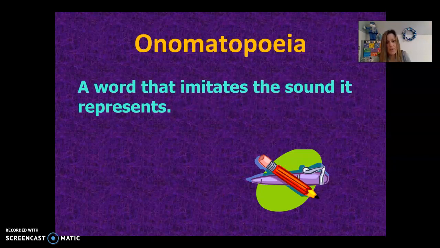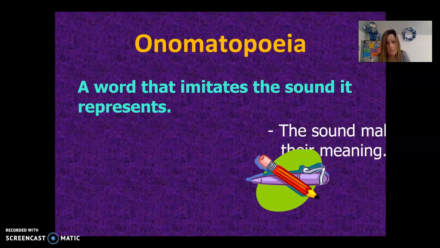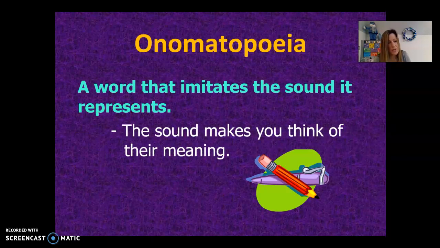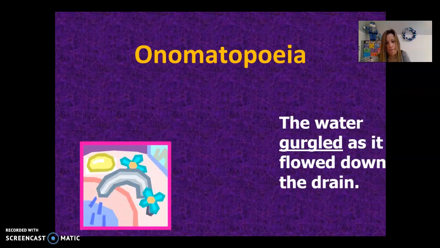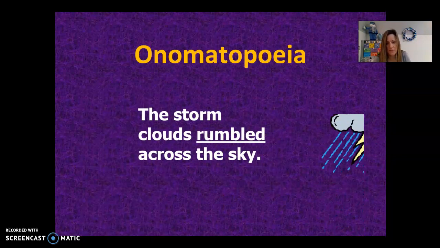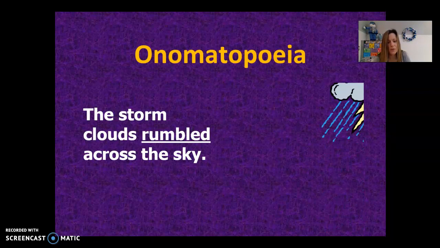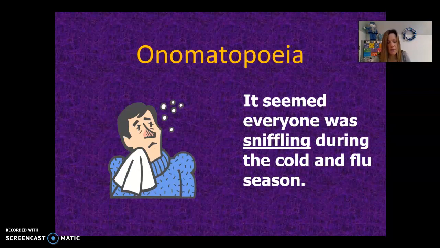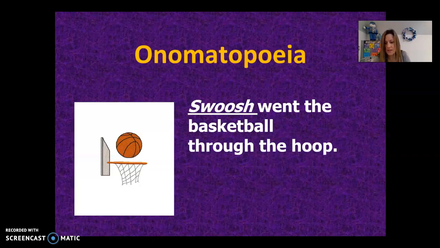Onomatopoeia is a word that imitates the sound it represents. So take a minute and type that into your note sheet as your definition for onomatopoeia. The sound makes you think of its meaning. The water gurgled as it flowed down the drain. The storm clouds rumbled across the sky. It seemed everyone was sniffling during the cold and flu season.